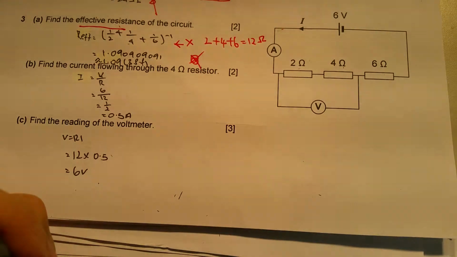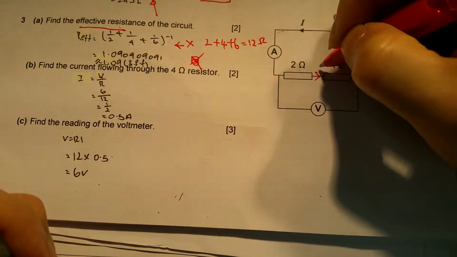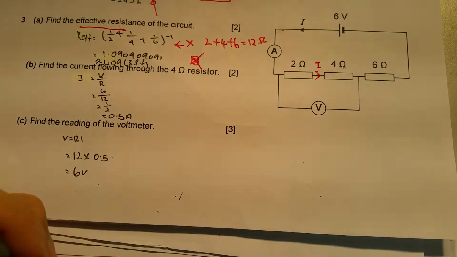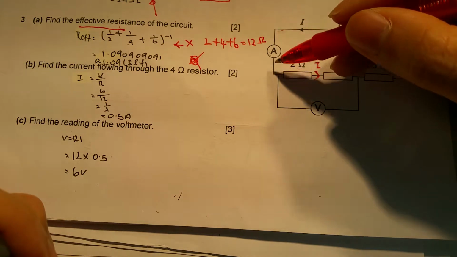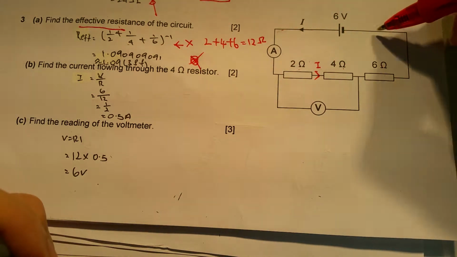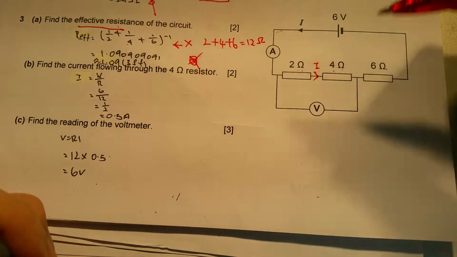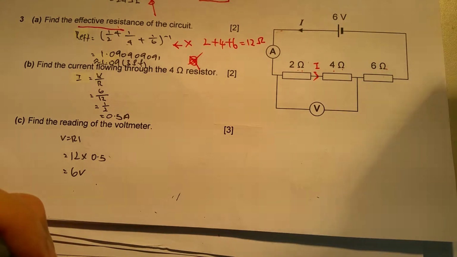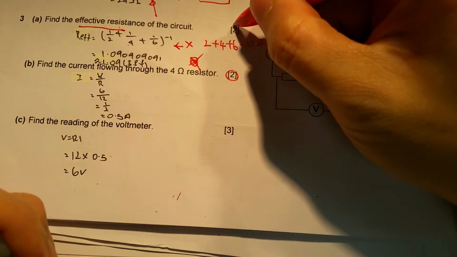Secondly, find the current flowing through the 4 ohm resistor. They're asking what the current is here. As you recall, the current in a series circuit is the same whether it flows through the 4 ohm, 2 ohm or 6 ohm resistor, so what we are trying to find is the total current flowing through. Part B is linked to part A.